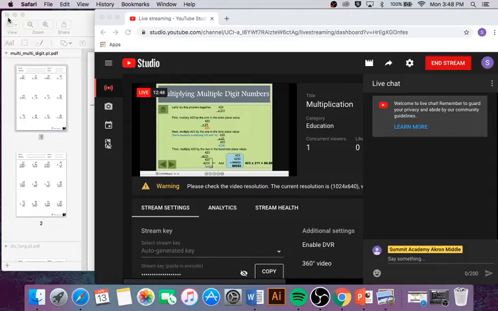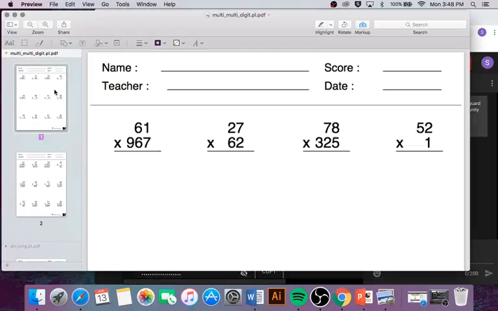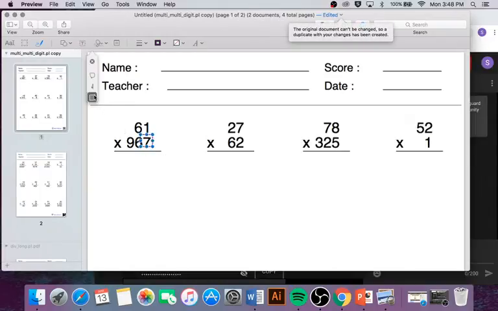So we now can move on to some examples. Our first example we're going to do is 61 times 967. So the first thing we're going to do is we're going to do 7 times 1. Underline this in purple. Okay. So we have 7 times 1, which is 7.